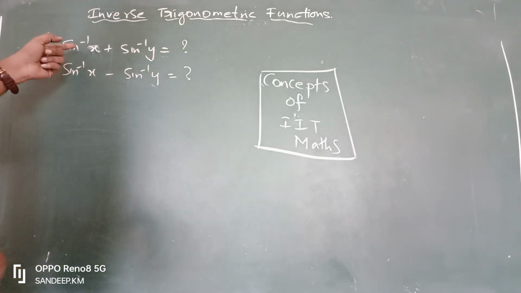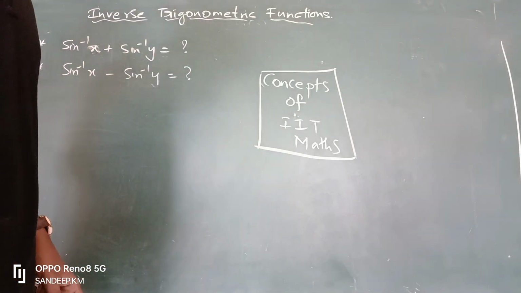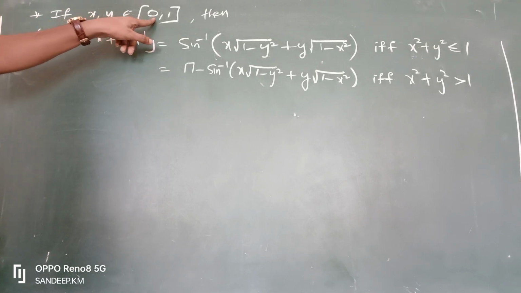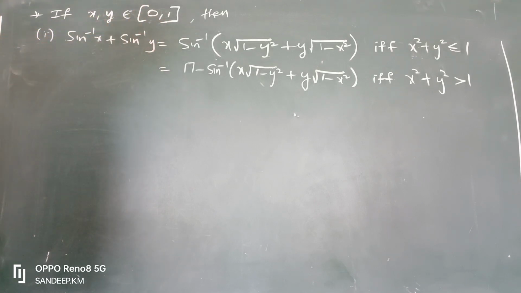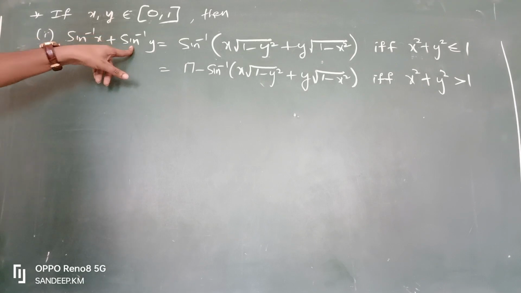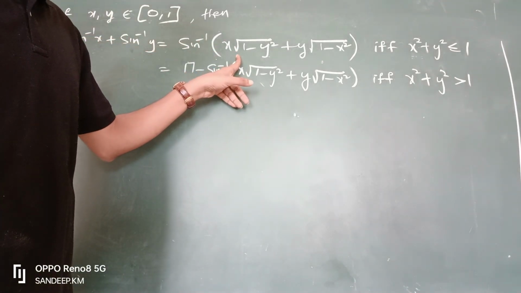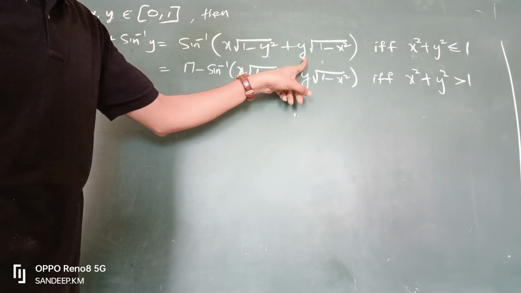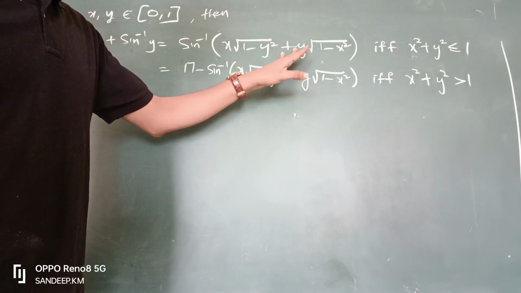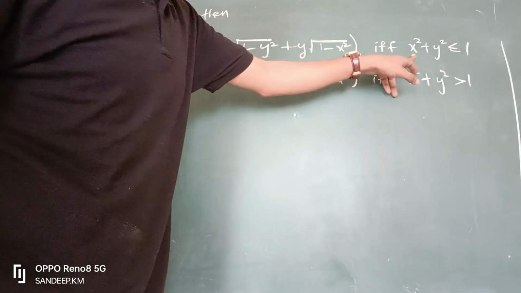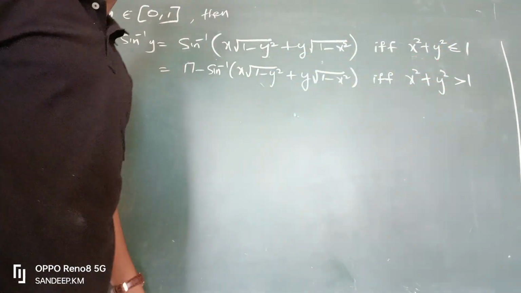First we will see what sin inverse x plus sin inverse y is. First let us understand this. If x and y belong to [0, 1], then sin inverse x plus sin inverse y is equal to sin inverse of x into root over 1 minus y square plus y into root over 1 minus x square. But remember, it is equal to this formula if and only if x square plus y square is less than or equal to 1.